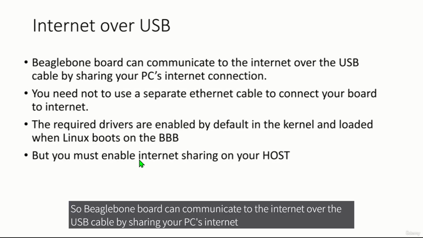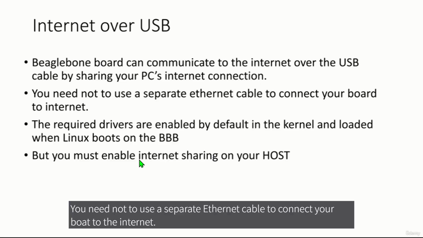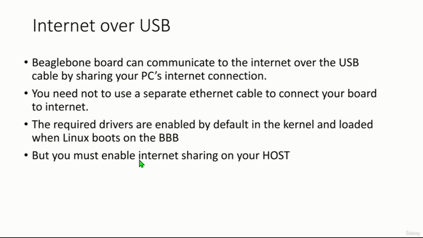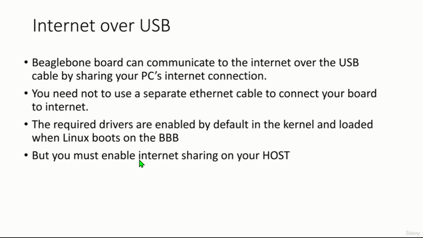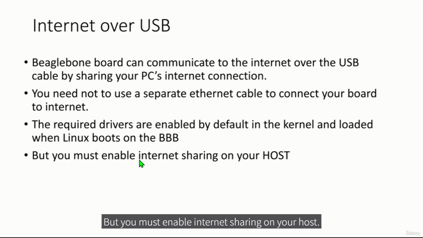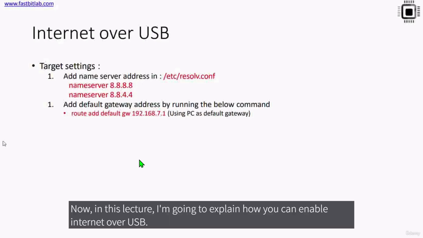So the BeagleBone board can communicate to the internet over the USB cable by sharing your PC's internet connection. You need not use a separate Ethernet cable to connect your board to the internet. The required drivers are enabled by default in the kernel and loaded when Linux boots on the board. But you must enable internet sharing on your host.